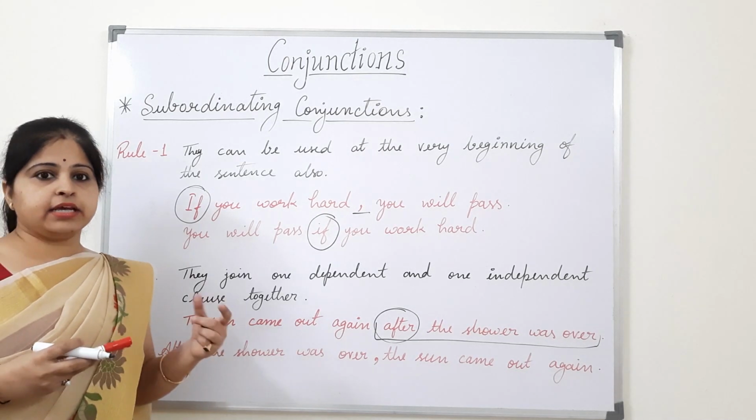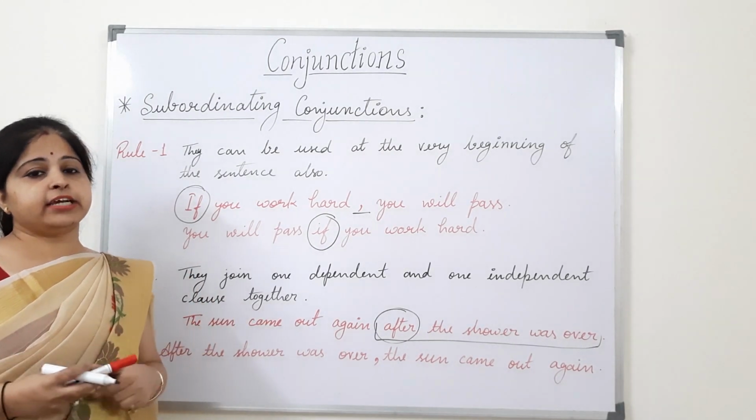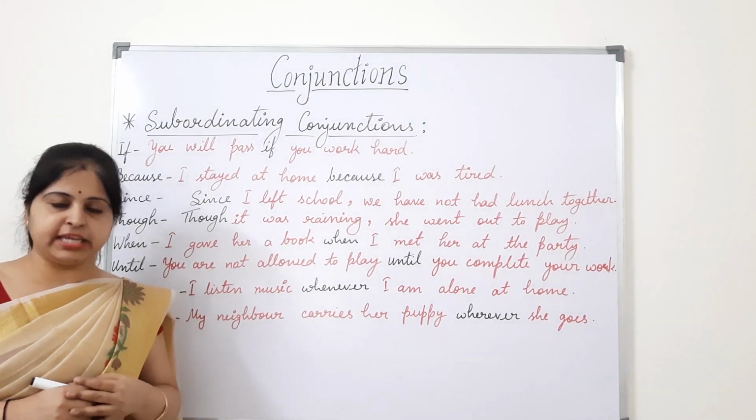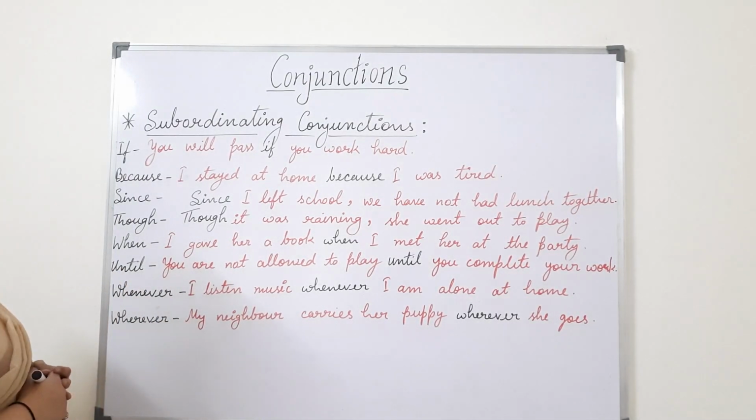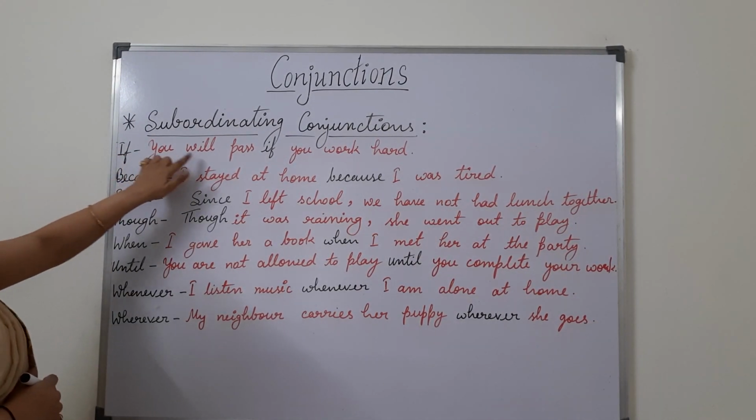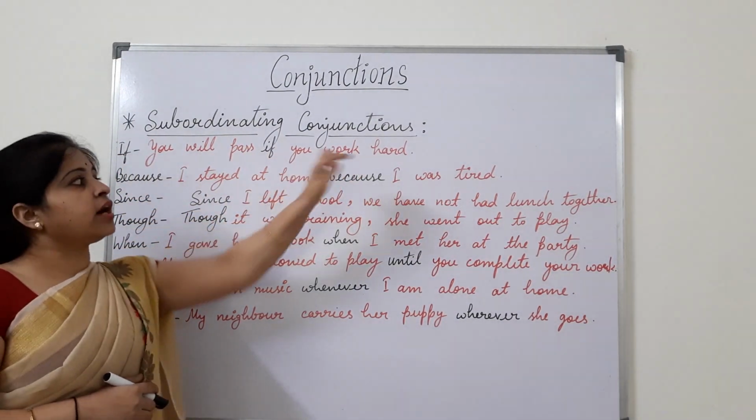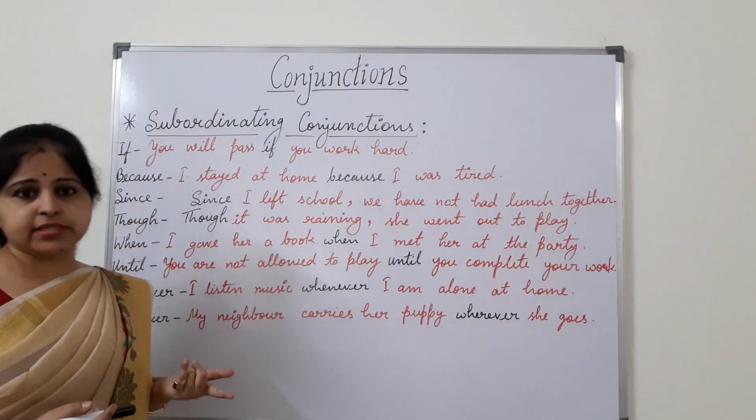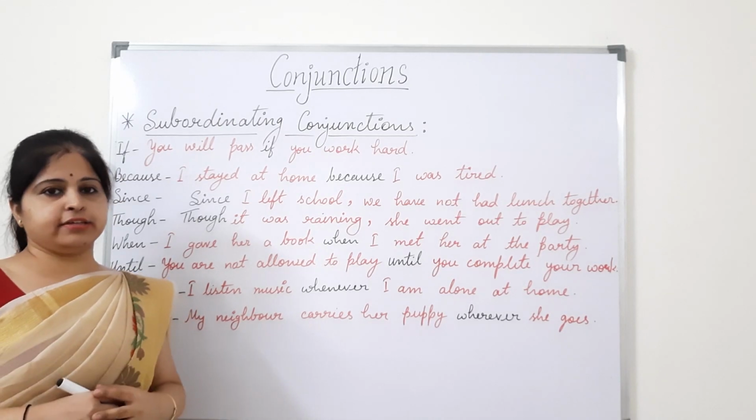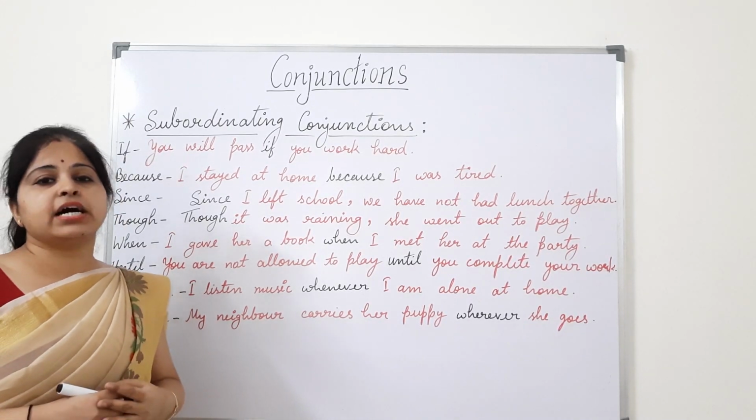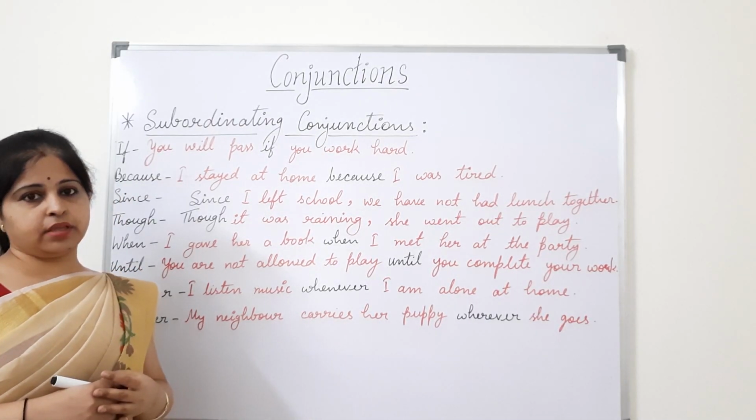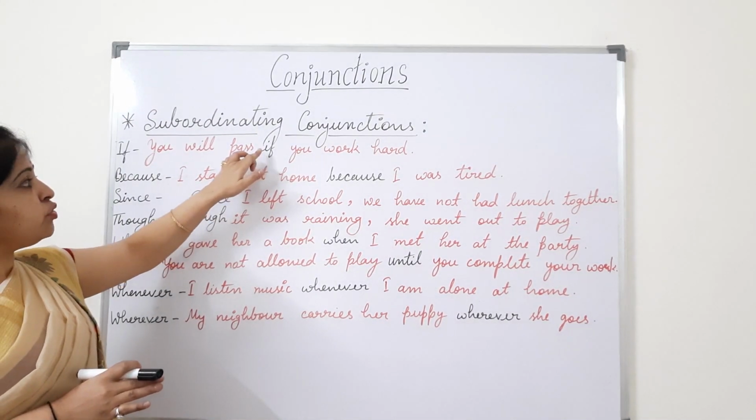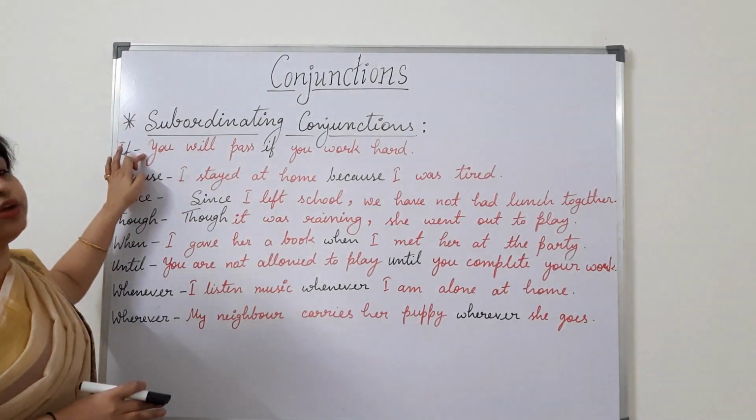Now let's see how many subordinating conjunctions are there. So children, here are a few examples of subordinating conjunctions. Let us see. The first one, you will pass if you work hard. You can also say, if you work hard, you will pass. This is a trick that you can use to find out a subordinating conjunction. If a subordinating conjunction is there, it means you can use it at the very beginning of the sentence also.